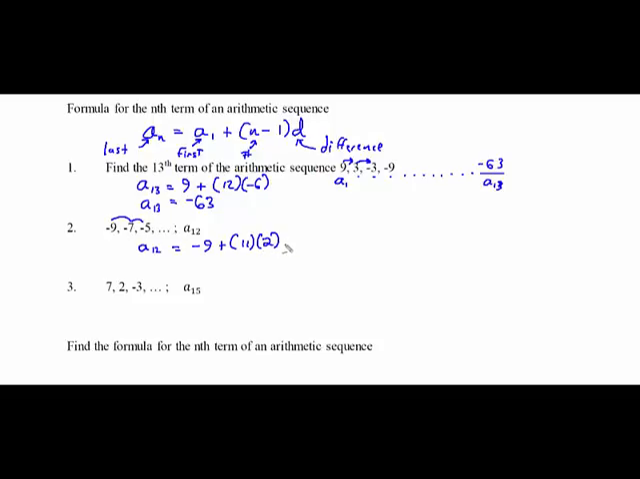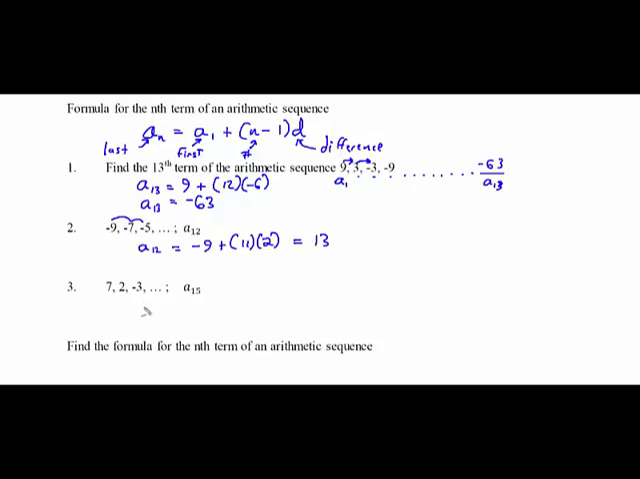It is increasing by 2 each time. So this is going to be 11 times 2, which is 22, and 22 minus 9 is going to be 13. So my answer for a sub 12 is 13. And sure, I could have written out the next 9 terms here to get to the 12th term, but on the test, you're going to want to use this equation because I might ask for something bigger than 12.